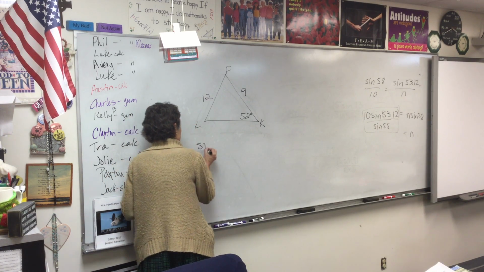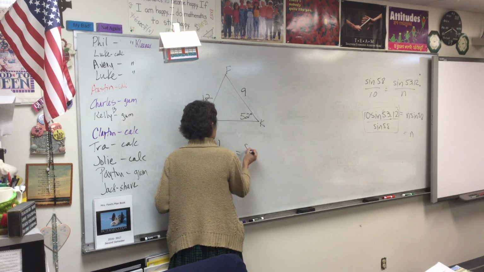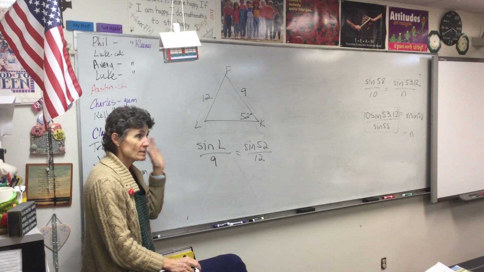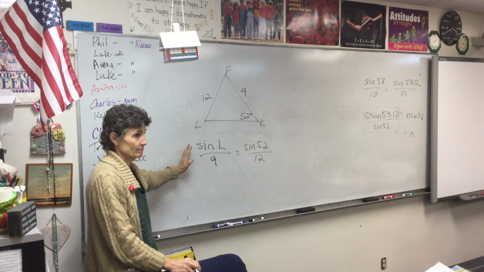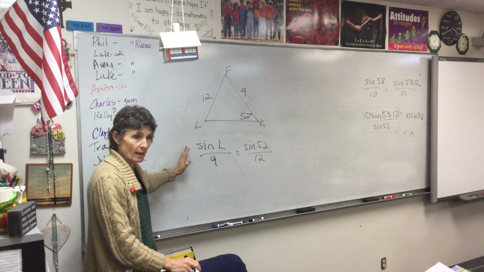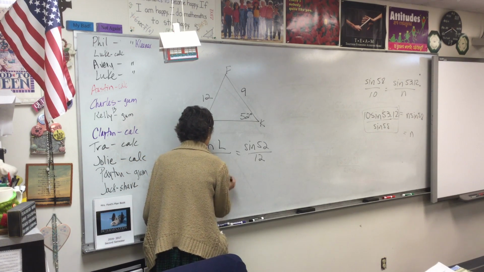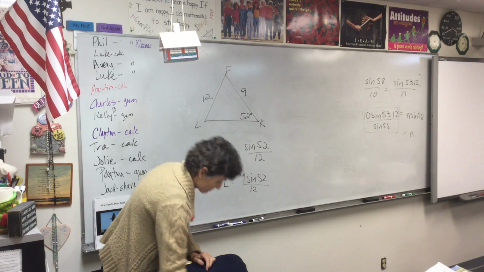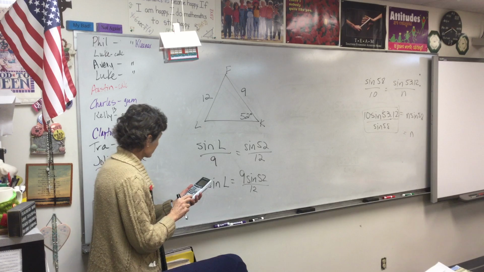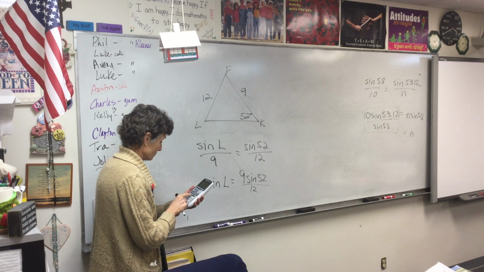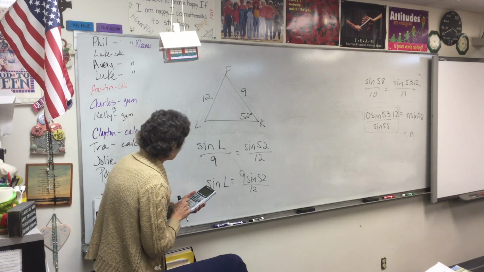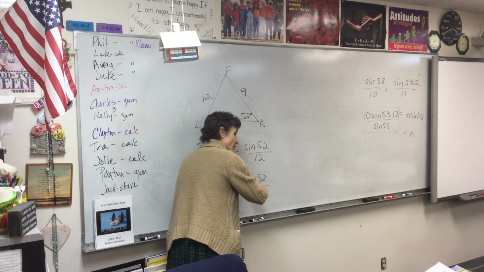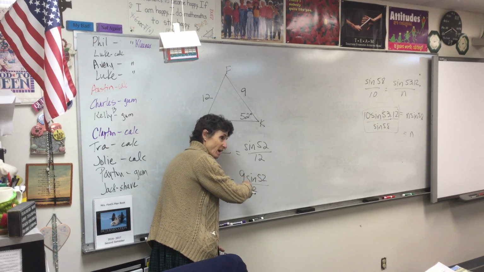Maybe this is one, I don't know. Let's see what happens. So sine L over 9 equals sine 52 over 12. Now, does everybody, even if you don't understand a word that's coming out of my mouth, get that? All right, so let's find angle L. So we should all be able to do this. Type this in, remember, that isn't your answer. Don't be writing down the answer as 0.59.